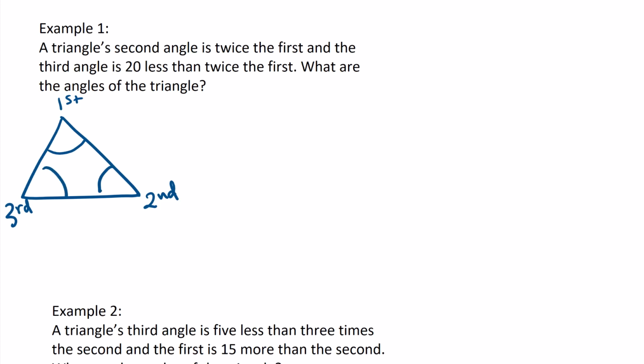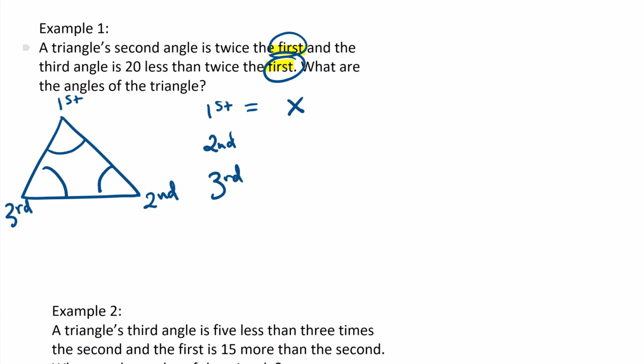The other thing about these types of questions is that they're always going to relate to a specific angle. So notice that the second angle is twice the first, and the third angle is 20 less than twice the first. So they're comparing to the first angle. So when I list out first, second, and third angles, I can say first is x because that was what each one is comparing to. That's my unknown. So the first angle is unknown x.